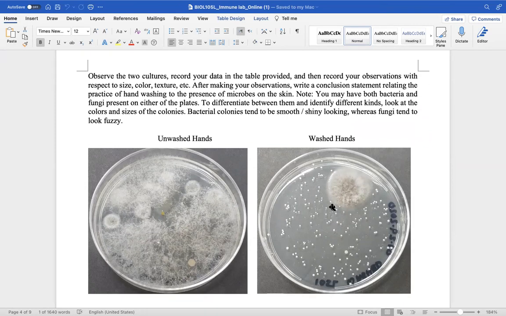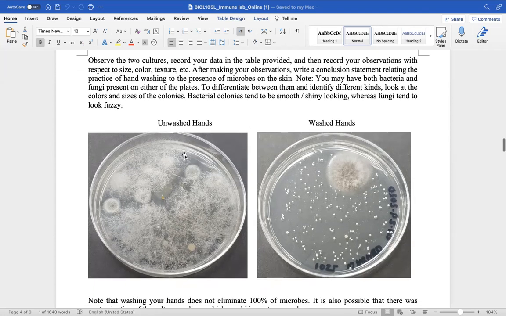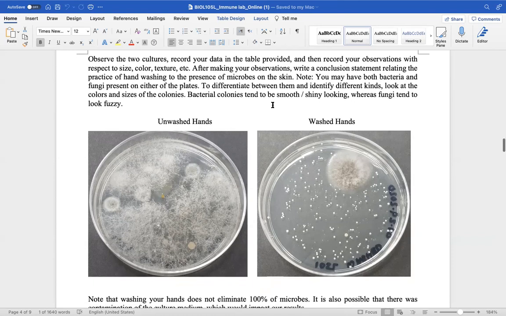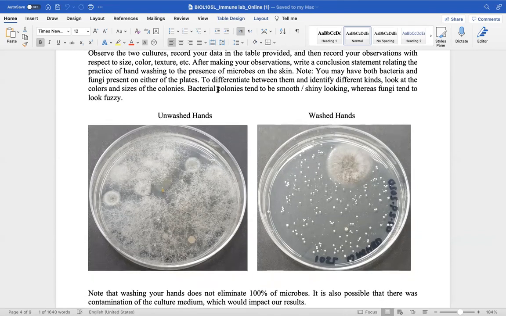Basically, you may have both bacteria and fungi present on either of these plates, in the unwashed hands and the washed hands. To differentiate bacteria from fungi, look at the colors and sizes of the colonies. Bacterial colonies tend to be smooth and shiny looking, whereas fungi tend to look fuzzy. So these little white dots are most likely bacterial colonies. And if you see a fuzzy colony, that's more of a fungi colony.